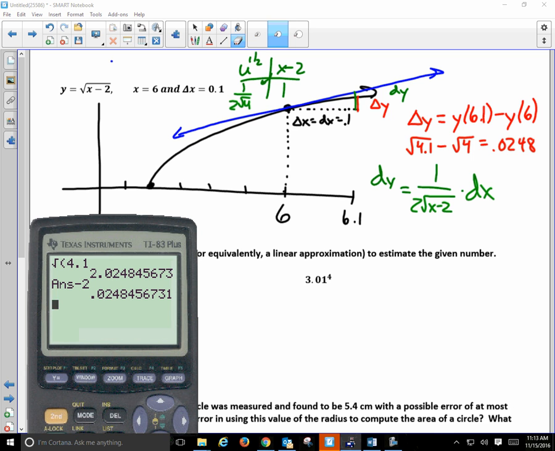So now I'll plug in my values. Multiply the dx over, I get dy is equal to, what are we plugging in for x? 6. I get 6 minus 2 is 4, square root is 2, times 2 is 4. So 1 over 4 times, what is my dx value? 0.1 or 1 over 10. And I get 1 over 40, which is 0.025. So is 0.025 a good estimation? I think it is.